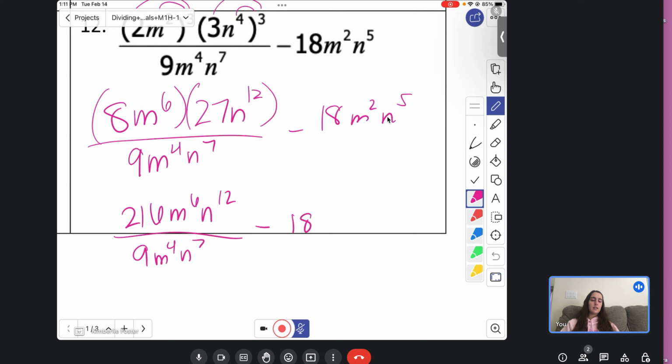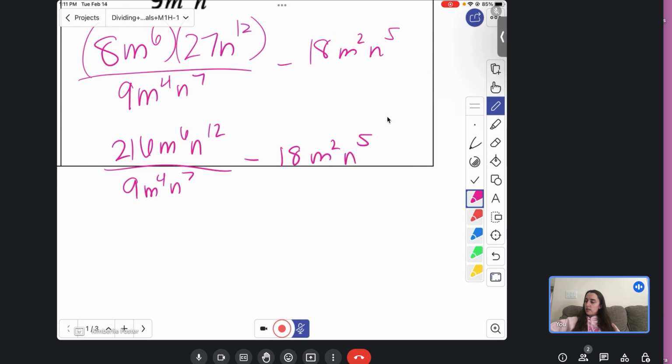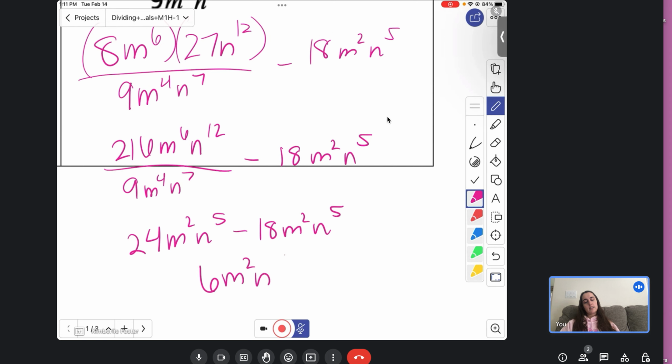So let's see if we end up with like terms or not. It does look like we're going to end up with like terms once I subtract my exponents. So 216 divided by 9 gives me 24. 6 minus 4 is 2. 12 minus 7 is 5. So yes, we have like terms. And I can subtract 24 and 18, not using a calculator for that one. It should give us 6. Let me double check that. Yep. M squared n to the 5th.